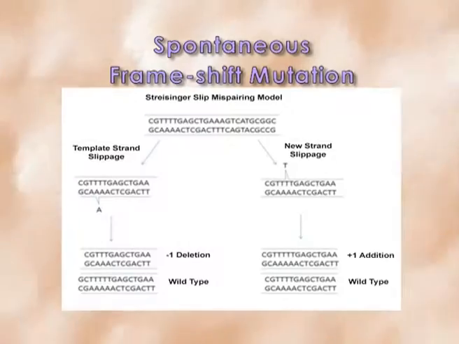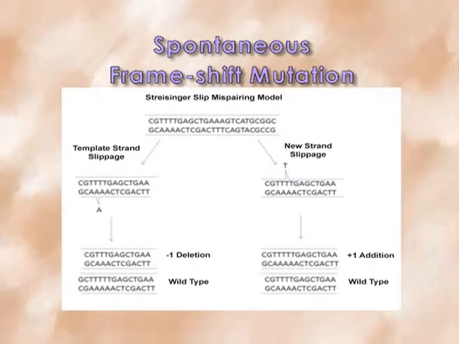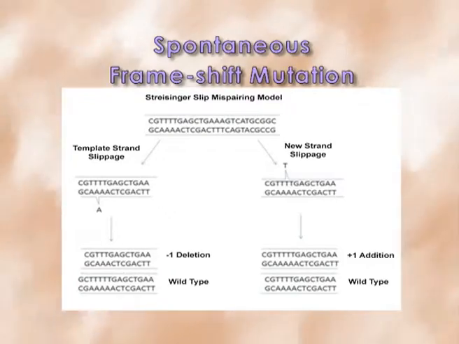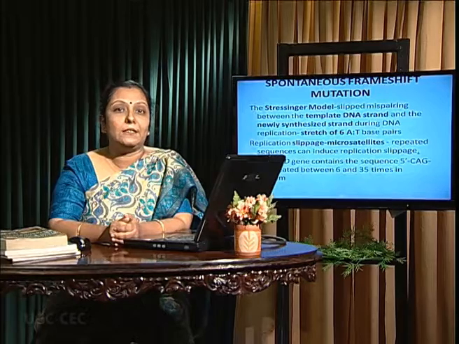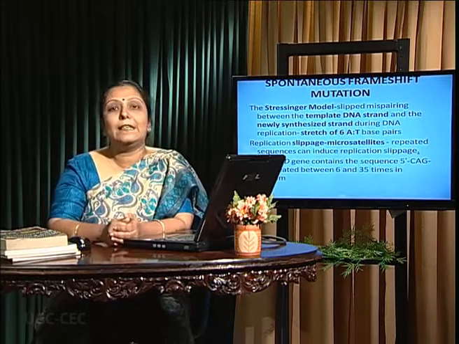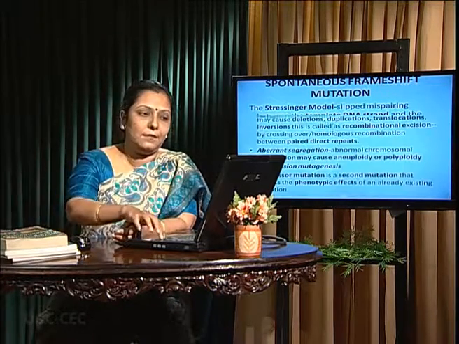Spontaneous frameshift mutation. Streisinger proposed a model where runs of bases or polynucleotide runs are there. So, by mispairing or the presence of microsatellites, mispairing of the template strand occurs. The slippage of the template strand gives +1 or -1 frameshift. That is also found in case of Huntington disease, with CAG repeats for several 6 to 35 times.